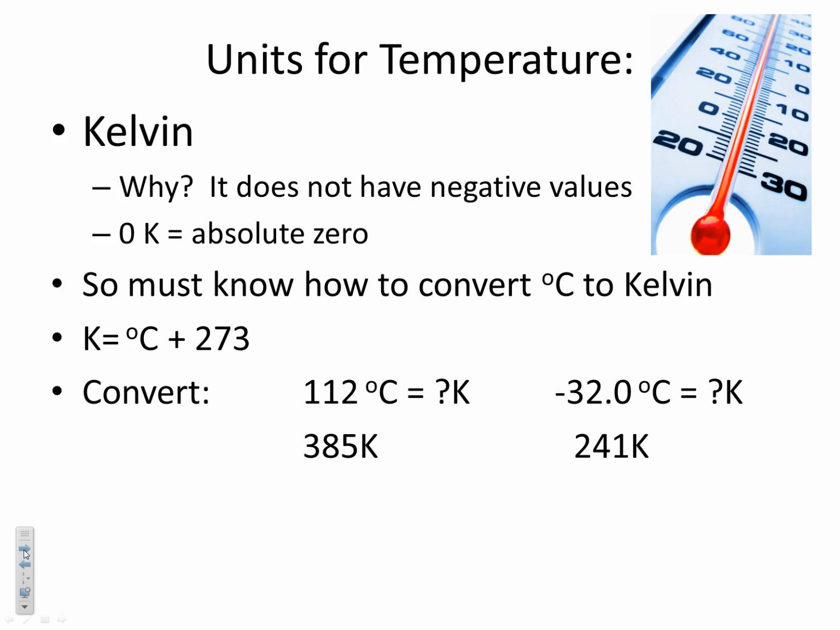All right, there they are, 385 and 241. So again, we're just adding 273. Negative 32 plus 273 ends up being 241 because that negative 32 is kind of like a minus.